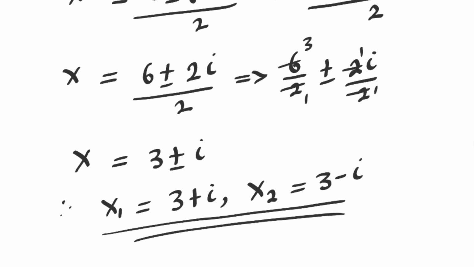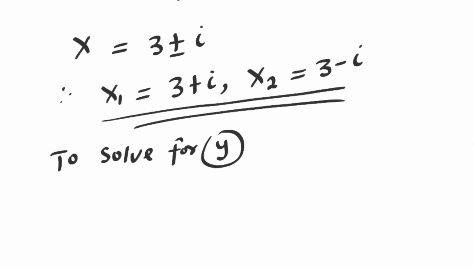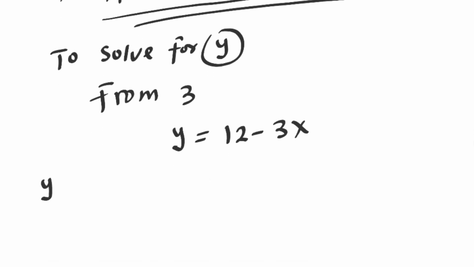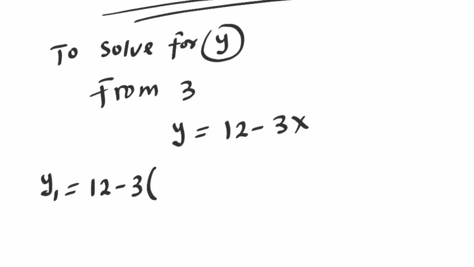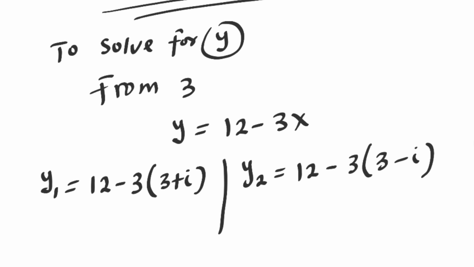These are the values of x. We've gotten the values of x. Let us solve for y. To solve for y, from equation 3, y is equal to 12 minus 3x. y1 is equal to 12 minus 3 bracket x1 is 3 plus i, and y2 is equal to 12 minus 3 bracket x2 is 3 minus i.